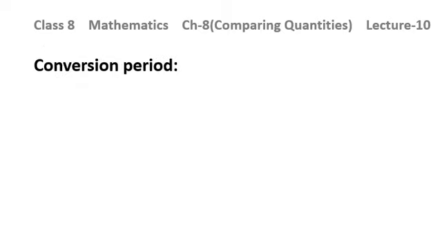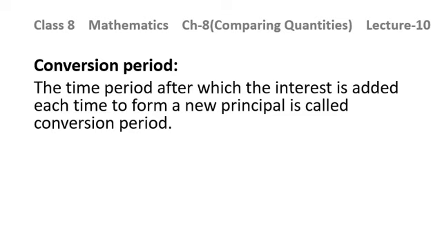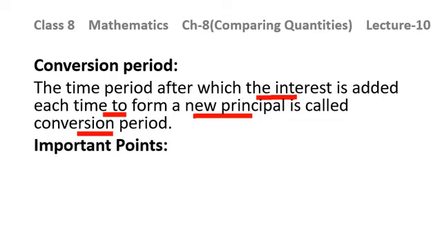Now coming to conversion period. The time period after which the interest is added each time to form a new principal is called the conversion period. It is basically the time period after which interest is added to form a new principal, or you can say the time from one specified interest period to the next is called the conversion period. Now there are a few important points related to this conversion period. Let us see those points.